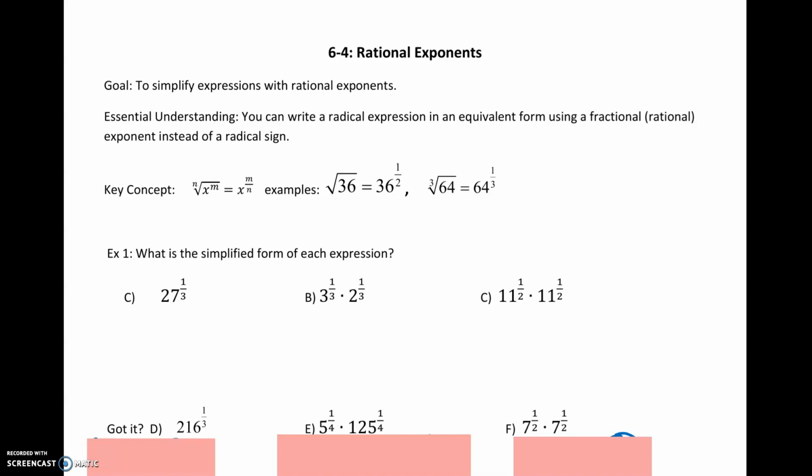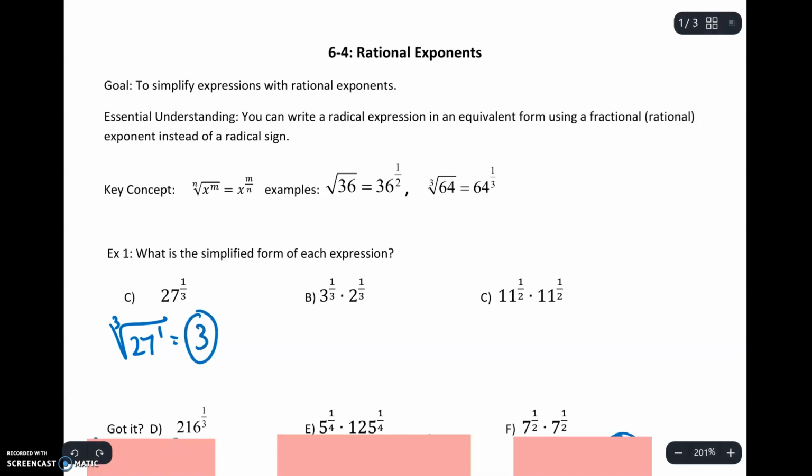That means if I want to simplify each expression, if I take something like 27 to the 1/3, that's like saying if the power is 1, I'm taking 27 to the first power, and again, the denominator of that rational exponent would be 3, that would be the index, so that would be a cube root. That means if I'm looking for just the cube root of 27, I want to simplify this further. We know that 3 times 3 times 3 gives us 27, so that cube root would be 3.